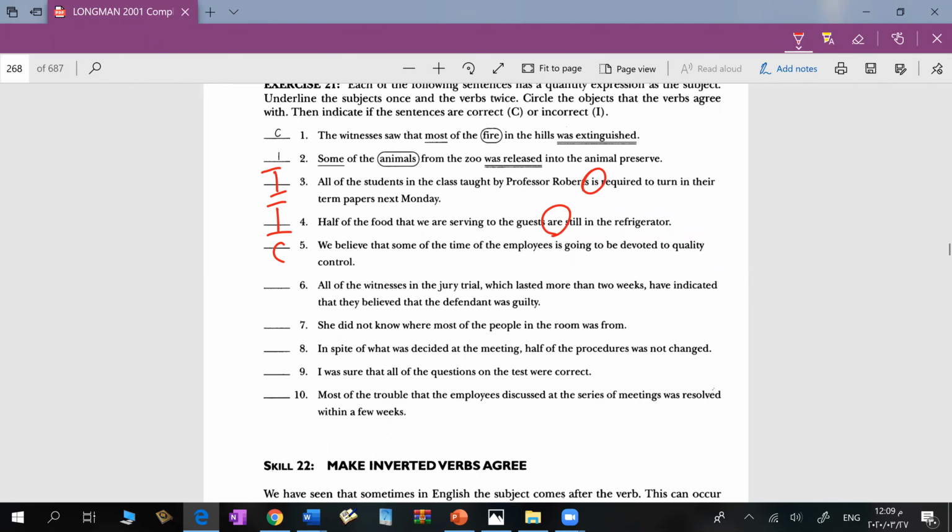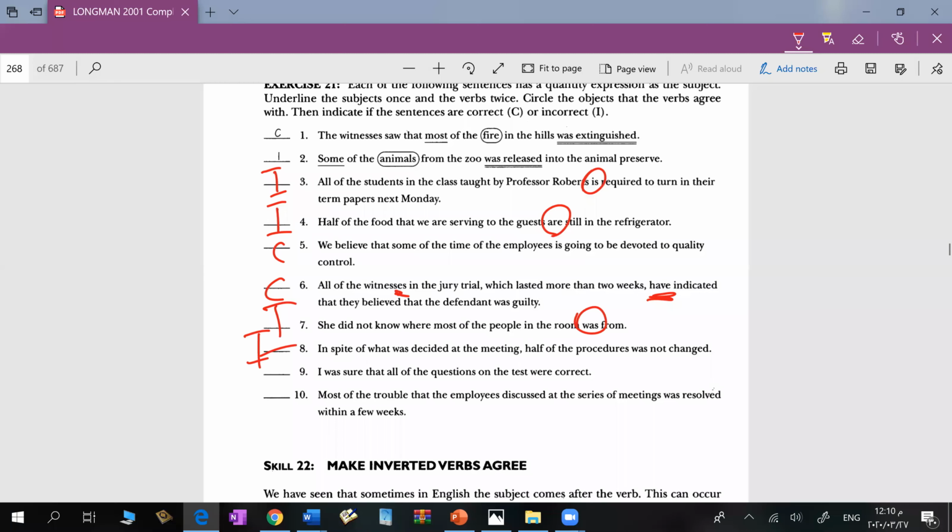We believe that some of the time of the employees is going to be devoted to quality control. Correct. All of the witnesses in the jury trial, which lasted more than 2 weeks, have. Correct. She did not know where most of the people in the room was from. Where from? Thank you very much. Okay. In spite of what was decided at the meeting, half of the procedures was not changed. Have. Of the procedures, I'm sorry. Yes, of the procedures were.